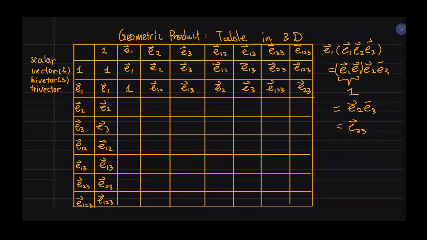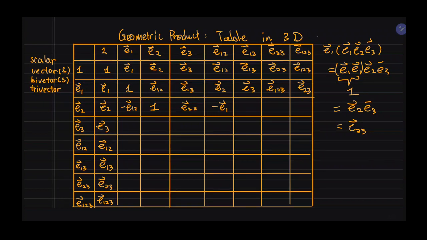And now we work on e2. So e2 e1 will be minus e12, and e2 e2 is 1. e2 e3 will be... no, sorry. Oh, yeah, wait. Okay, it will be e23, and e2 e12 will be minus e1.